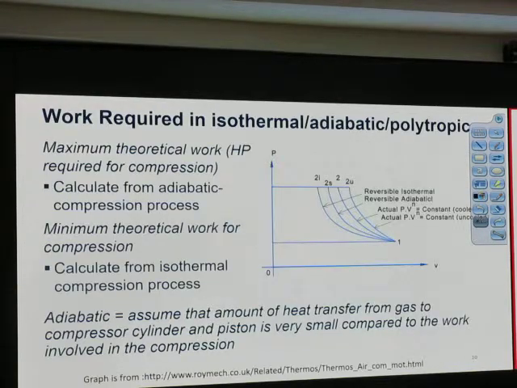We assume. Next to Hunter, what's your name, sir? Connor. How do you spell it? C-O-N-N-O-R. Connor. What is the assumption to get the theoretical work required for the compression?